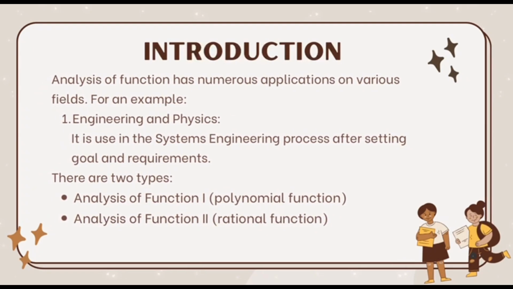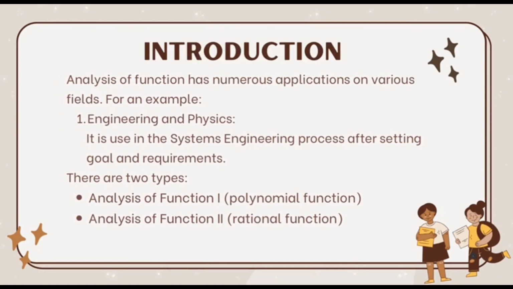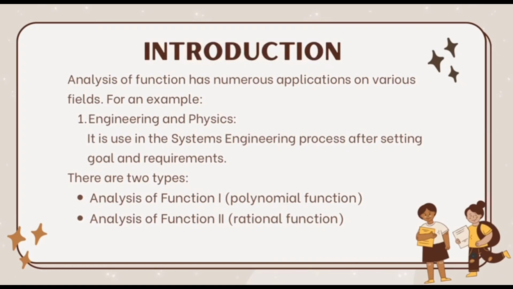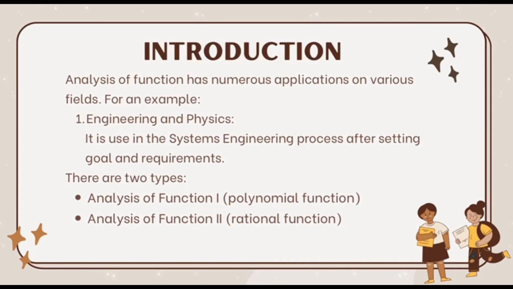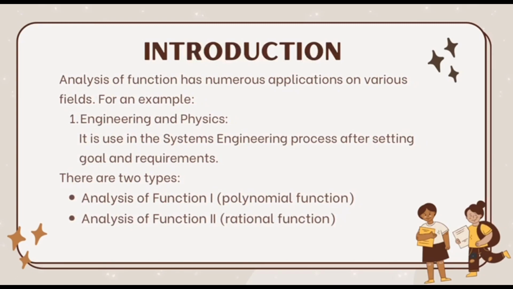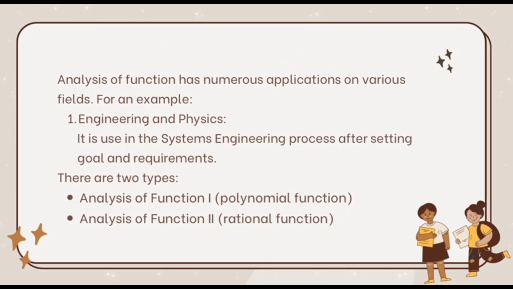For example, engineering and physics. It is used in the systems engineering process after setting goals and requirements. There are two types: analysis of function 1, polynomial function, and analysis of function 2, rational function. In this video, we are focusing on how to solve polynomial functions.